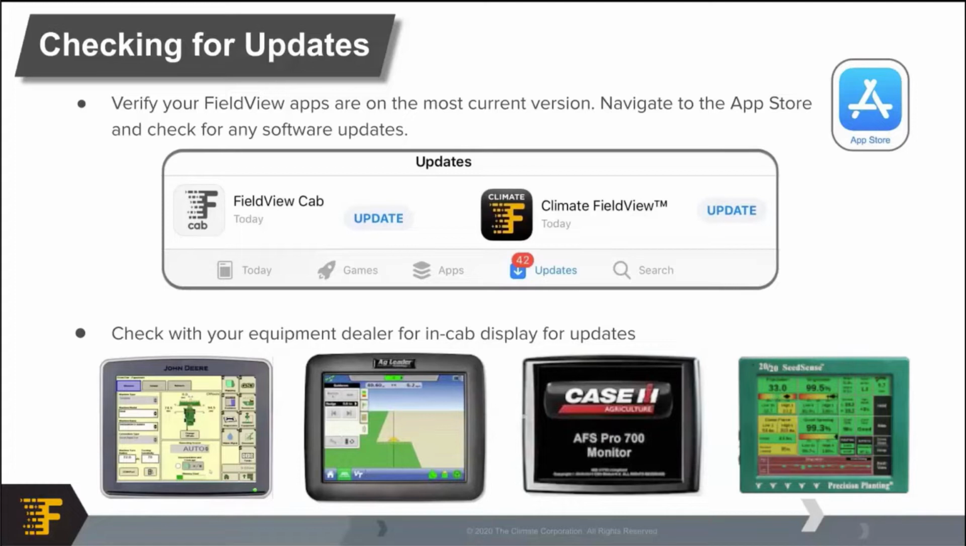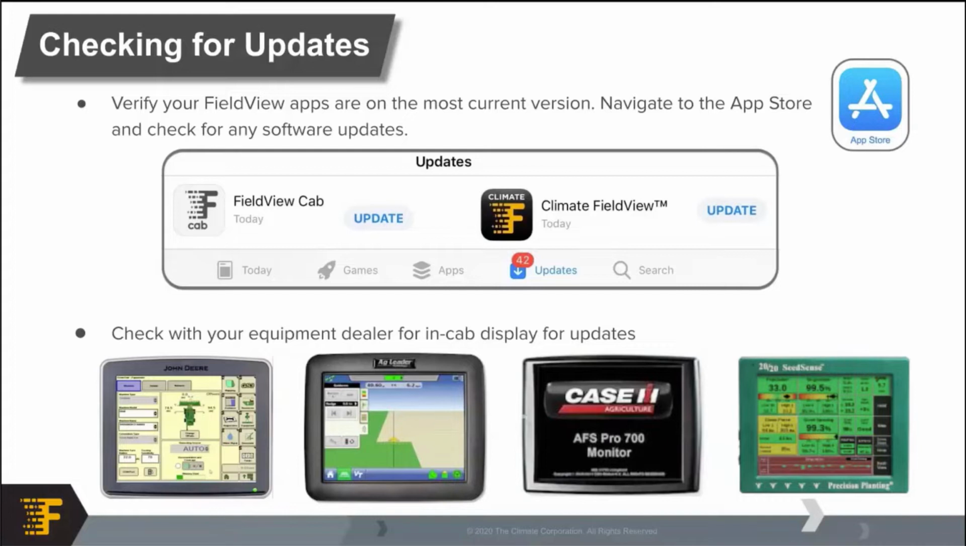The Climate FieldView app as well, the black and orange one. That one won't have as many updates in season as the Cab app, but it's always important to keep that updated as well, because any update coming out in that app is usually just going to be added features and functionality, and it's something that we're going to want to make sure we have updated.